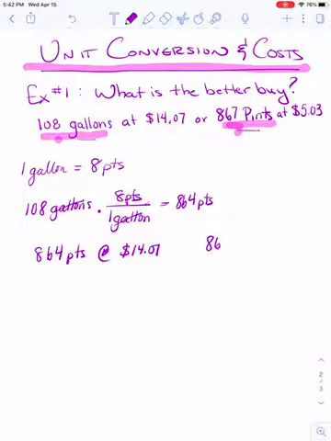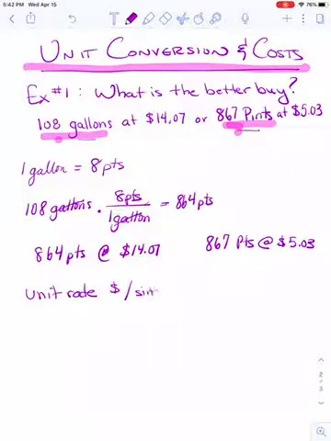And this one is also in pints, 867 pints, and that's at $5.03. In order to compare these, we need to find a unit rate. When you find a unit rate, and we're talking about comparing prices, it's money over a single unit. So to calculate the unit rate here, for the 864 pints for $14.07, we'll take $14.07 and divide it by 864. That should give us the cost per pint.